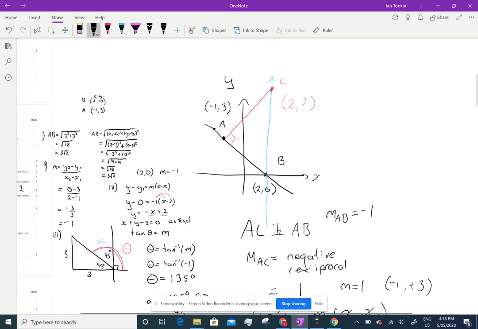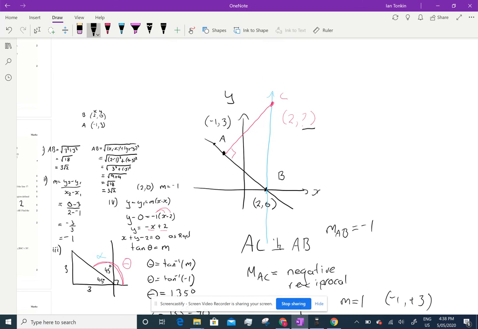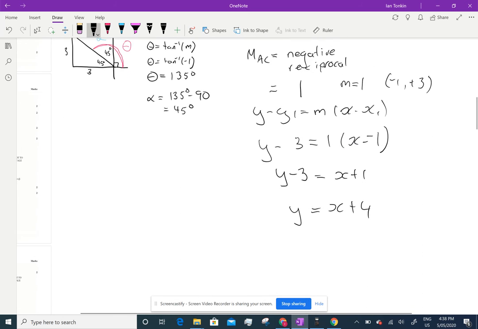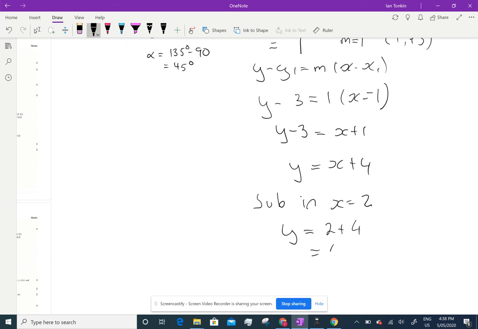Now remember, all I have to do is find the Y value. I do have the X value, so I'm going to sub in x equals 2, I'm going to get y equals 2 plus 4, so y equals 6. So the coordinates of C are 2 and 6.